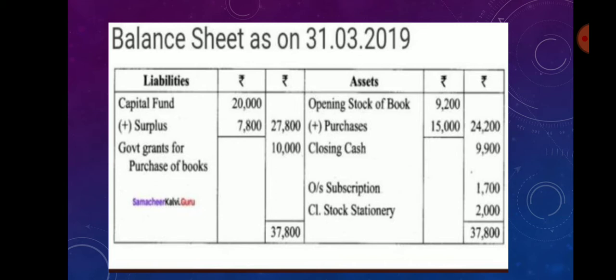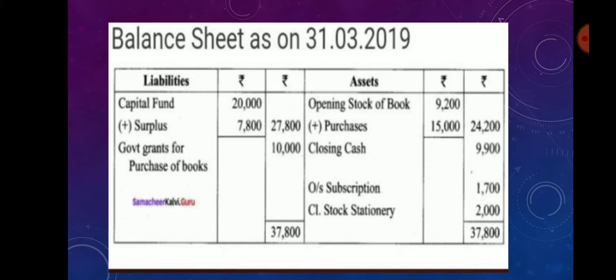This additional information's value 9,200 plus purchase 15,000. 9,200 plus 15,000, totally 24,200. Then closing cash balance 9,900. Outstanding subscription 1,700. The closing stock of stationery purchase 2,000.